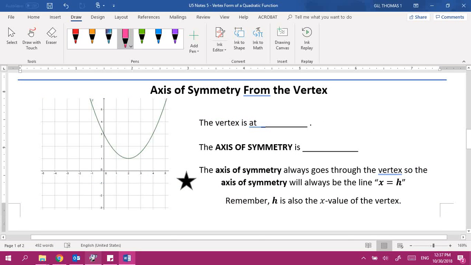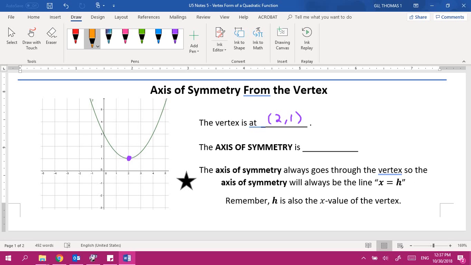Let's look down here at the bottom of the page. Axis of symmetry from the vertex. So real quick, guys, we're going to be able to find the axis of symmetry after we find the vertex, right? So what is the vertex here? What is the point that's the vertex? 2, 1, that's right. That's right here. That's the vertex. 2, 1.